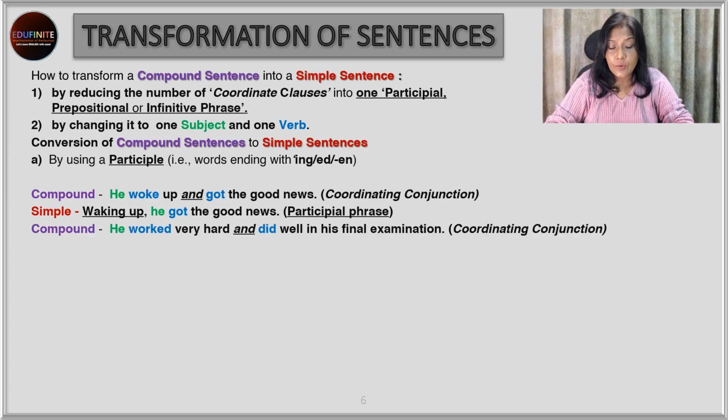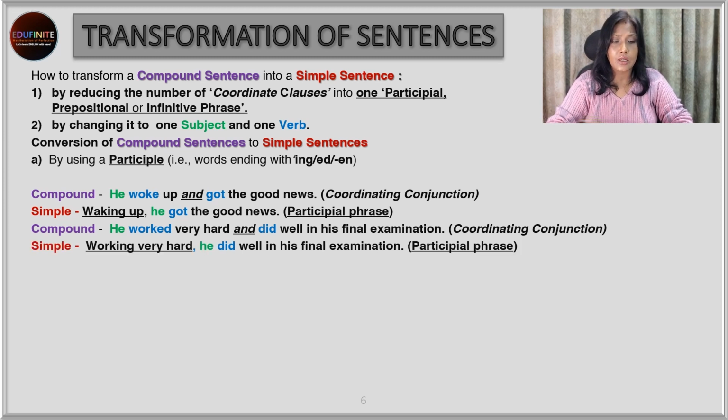Next. He worked very hard and did well in his final examination. So here, two independent clauses are joined by and. That's the coordinating conjunction. Now let's see how we change it into a simple sentence. Working very hard, he did well in his final examination. So now we see when we are using the coordinating conjunction and, we usually reduce one of the clauses into a phrase, and then how do we reduce it?